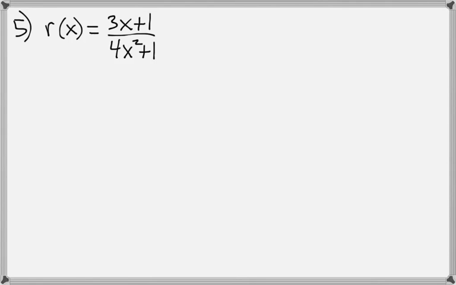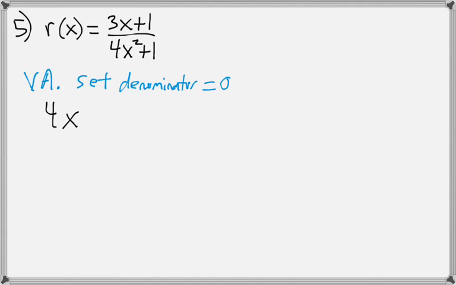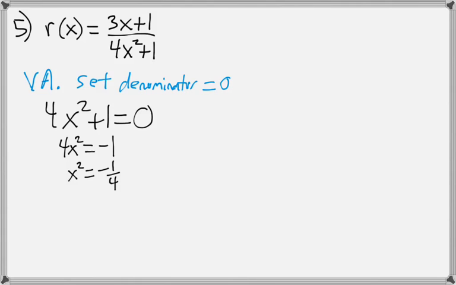Let's look at number 5. It wants us to find all horizontal and vertical asymptotes. To get the vertical asymptote, I want to set the denominator equal to 0. So I have 4x squared plus 1 is equal to 0. If I subtract 1, 4x squared is equal to negative 1. And divide both sides by 4, and then take the square root.